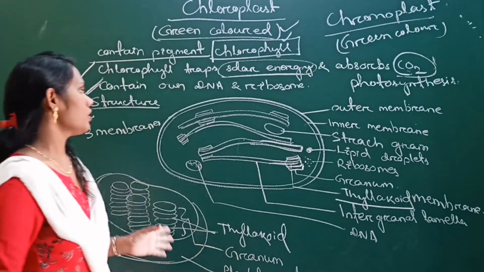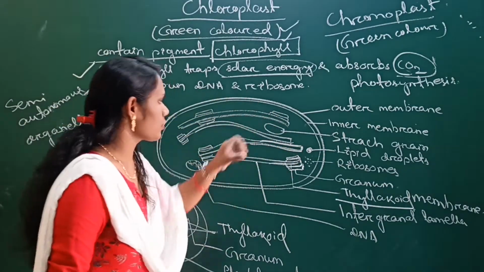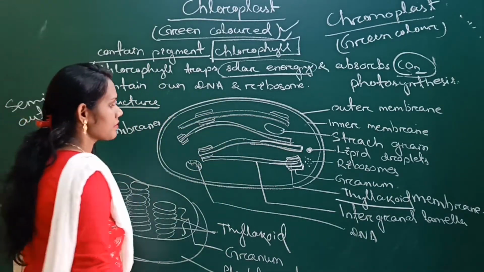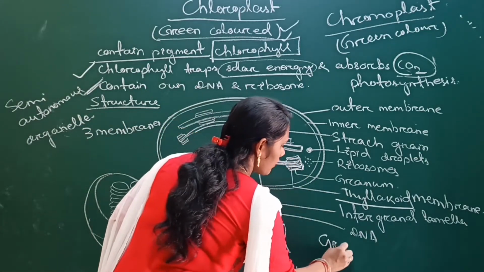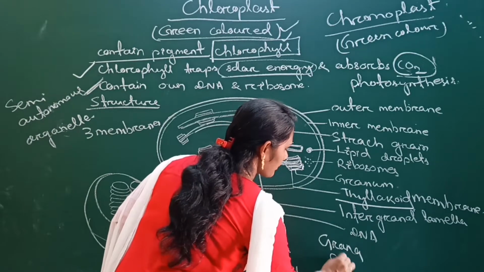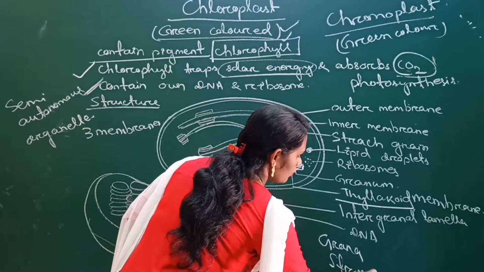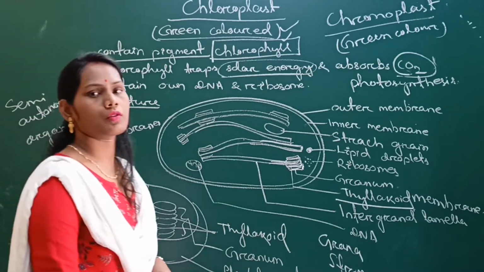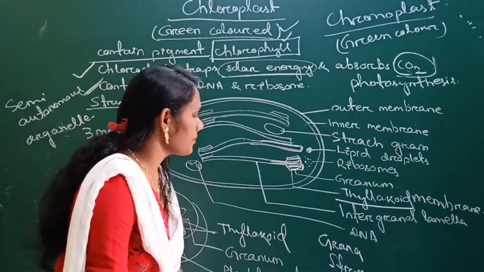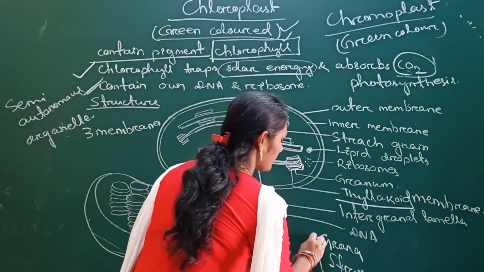Okay, so the inside region of the chloroplast is divided into two types. One is grana and another one is stroma. So two regions are differentiated in the inside region of the chloroplast: one is grana and another one is stroma.